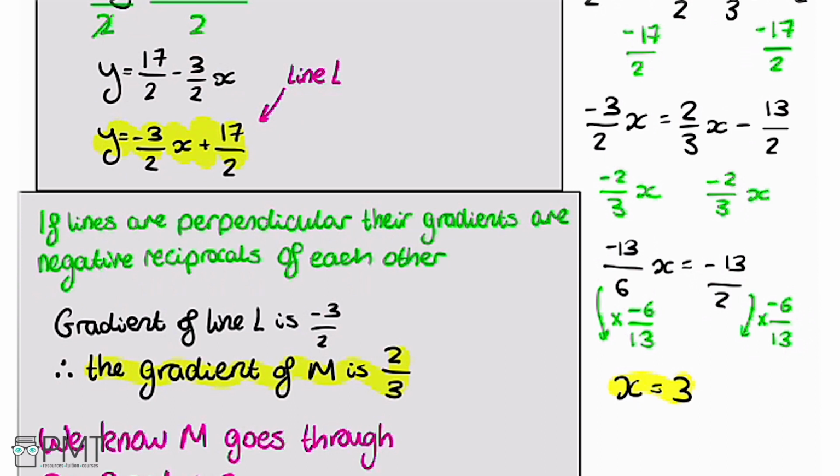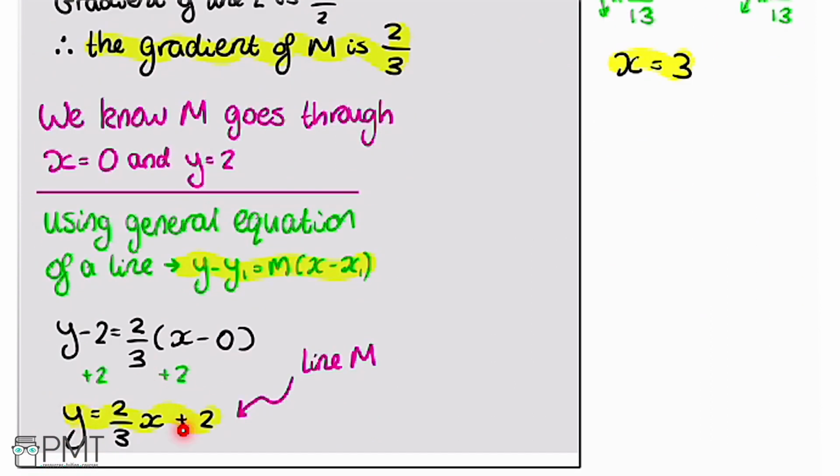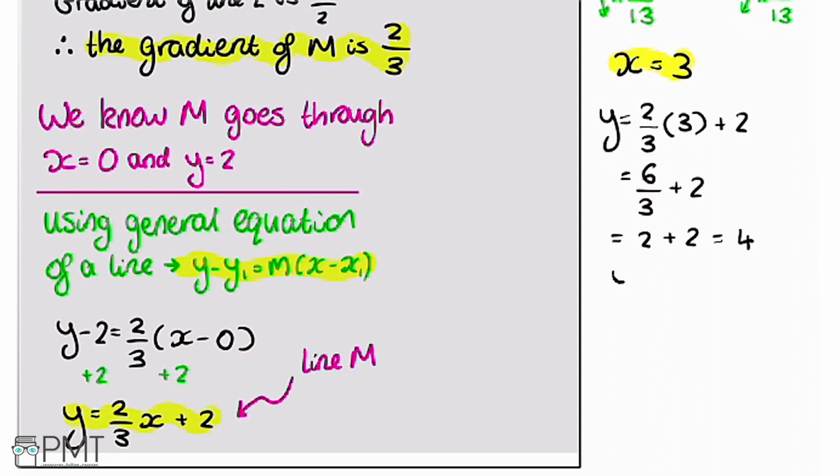Now all that's left is to get the y coordinate, and we can pick either of these equations, either the one for line L or for line M. I'm going to pick the one for line M because it's just a bit easier. So we're going to have y equals 2 over 3x plus 2. We sub in the 3 for x, and that's 6 over 3 plus 2, and 6 divided by 3 is 2, so 2 plus 2 equals 4. So y equals 4, and we know that point C is (3, 4).